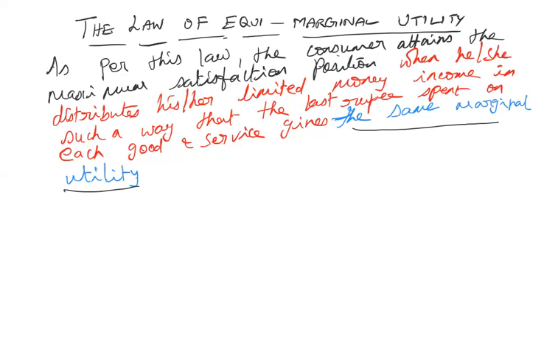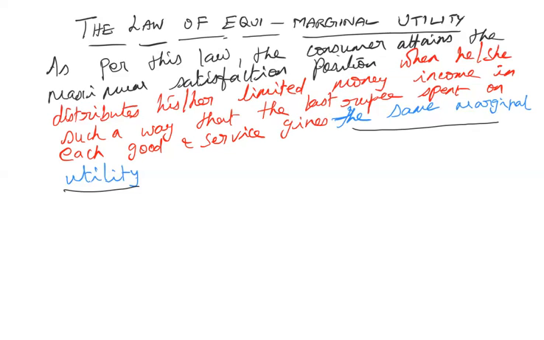Now, before proceeding to explain the law, I just want to make sure that you understand certain concepts. You all know the meaning of marginal utility: the additional utility derived by the consumer after consuming an additional unit of a particular commodity. To put it very simply, that is the additional satisfaction.